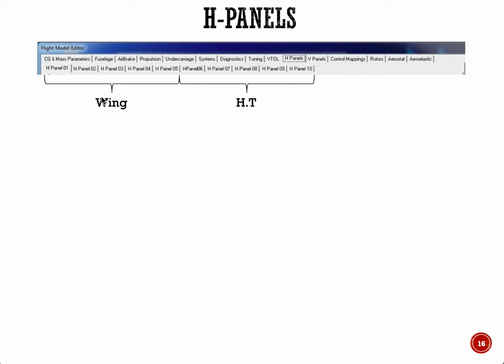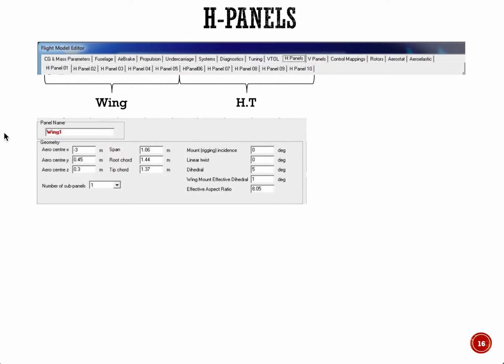But again, this rule's not set in stone, right? You can modify it accordingly, but I think no matter how complex your wing is, you can still model it within the 5 panels, right? So again, first 5 panels for the wing is a good rule of thumb, and then the last 5 panels for the tail. Okay, so now let's look at the first subsection in here.